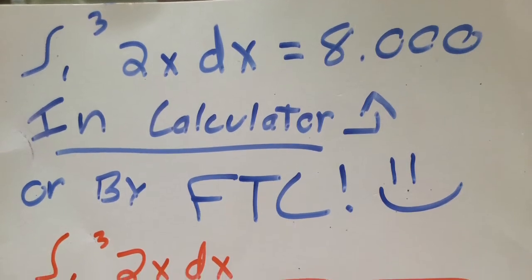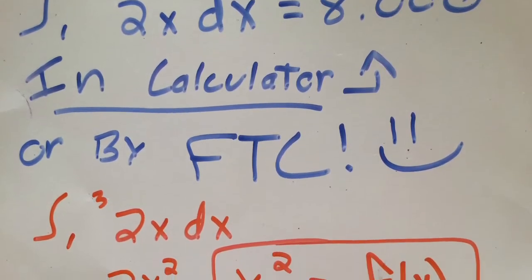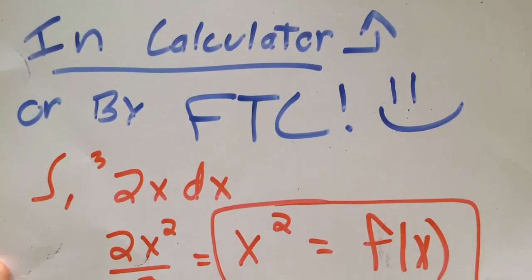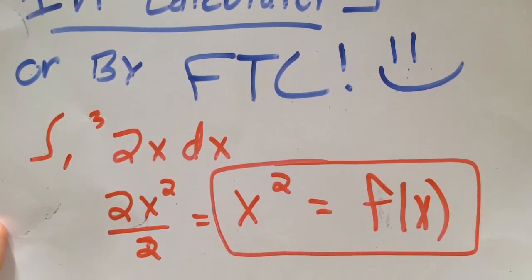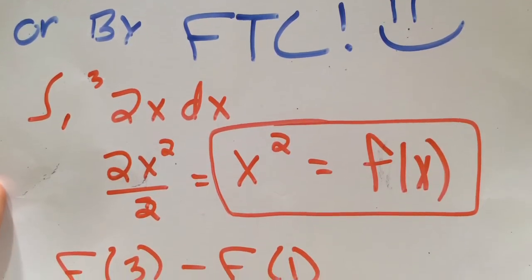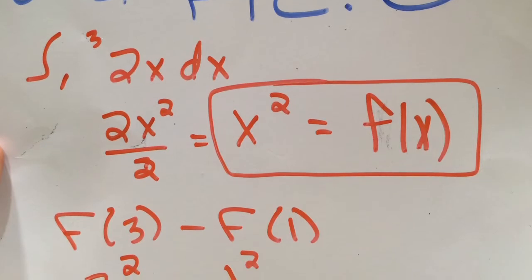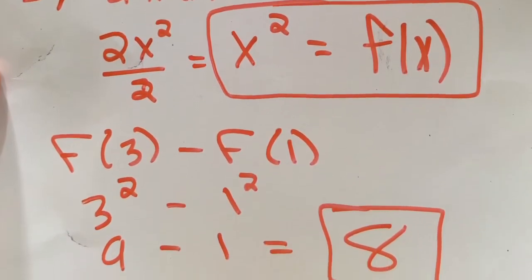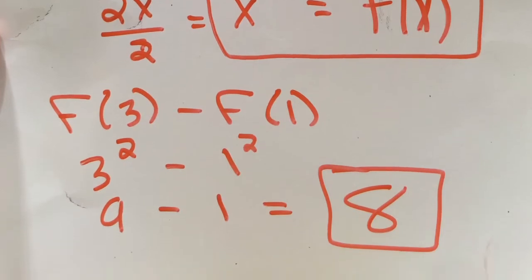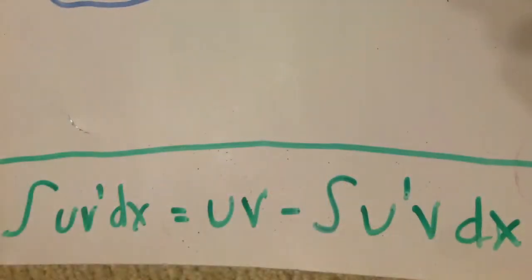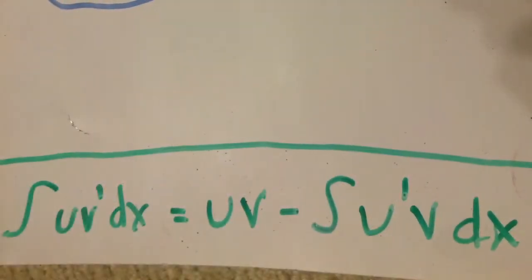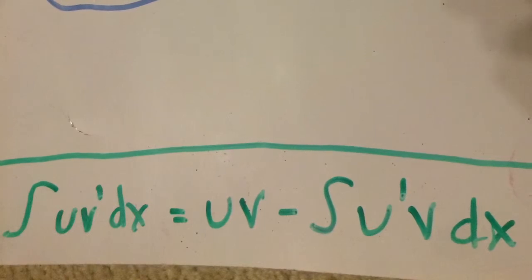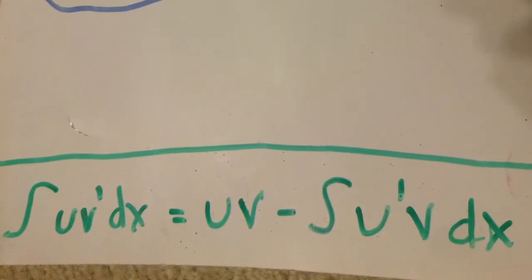This example shows you how you can use the fundamental theorem of calculus to evaluate a definite integral with bounded regions, similar to how you would use a calculator, but this way your answer will be far more accurate and precise. This is the equation that you will need to antiderive using the integration by parts method.